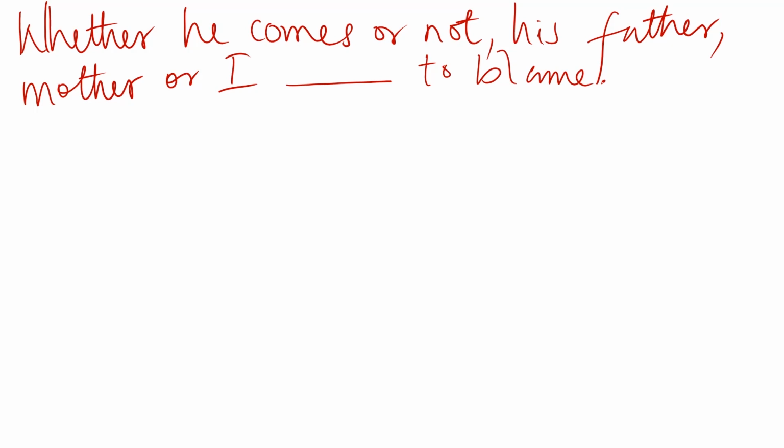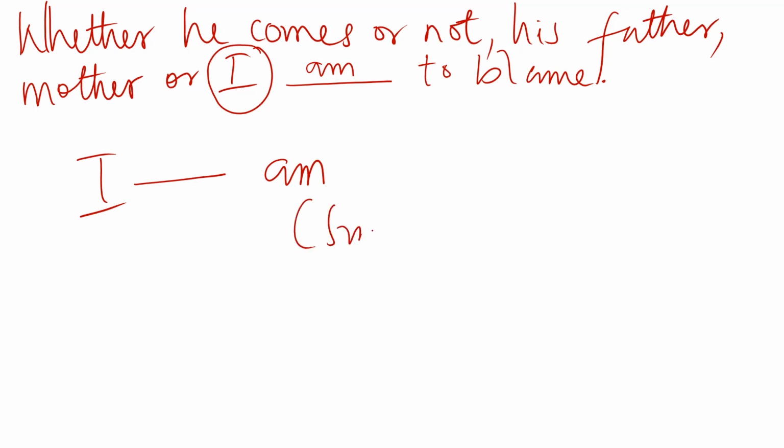It is I that determines the type of verb that will be in this sentence. So I, what kind of verb does I go with? I am to blame. Remember, this sentence is in the present tense. So for no reason should you move it to a past tense. So I goes with am. Am is singular. I is also what? Singular.